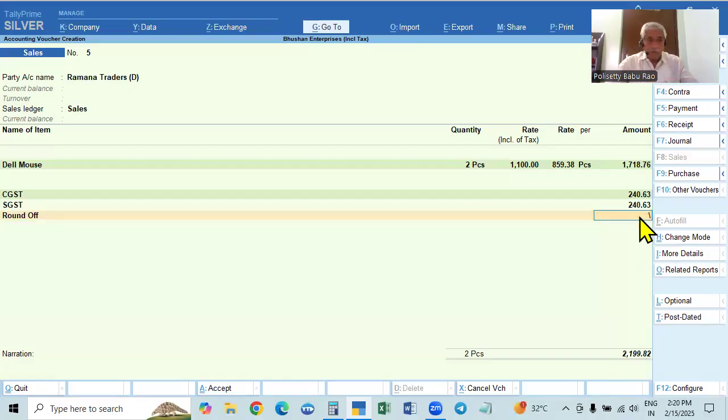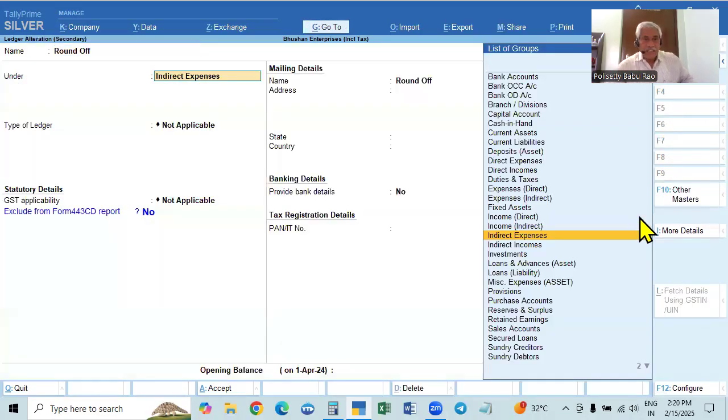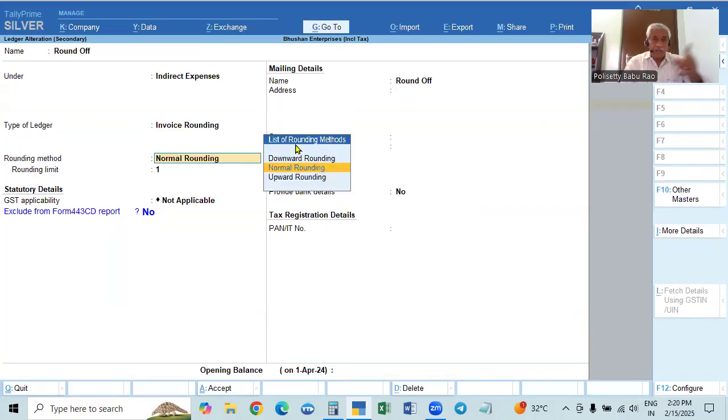That is why when you are creating this ledger, you take indirect expenses, and here you have to take the type of ledger. This round off is for invoice rounding. There are only 2, discount and invoice rounding, so you have to select that. That means we are using this round off for invoice rounding, so it will become automatic. It will automatically calculate the rounding method.